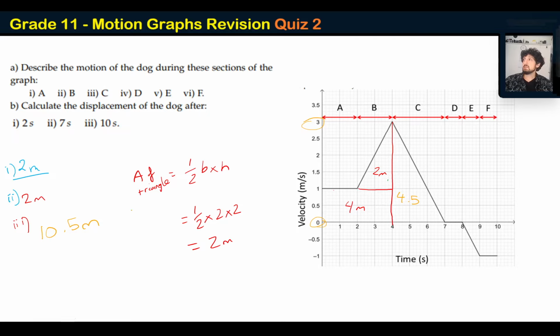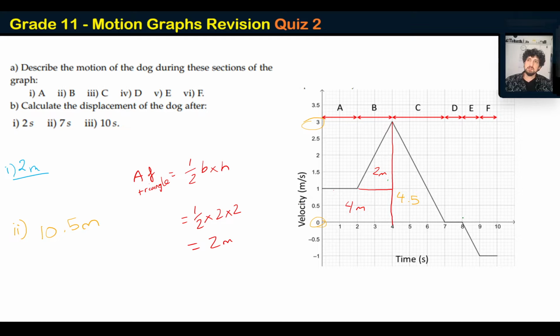At 7 seconds. Whoops. Why did I do that? So that's only the second part. What about at 10 seconds? Okay. Now let's have a look. At 10 seconds, I've got to add this part here. Ooh, but now this is interesting. Let's go green. So it's gone forwards by 10.5. But then it's gone backwards, and we've got to figure out what this area is.